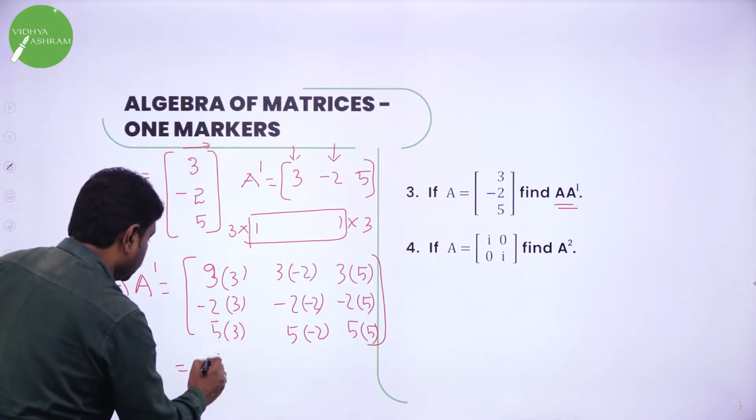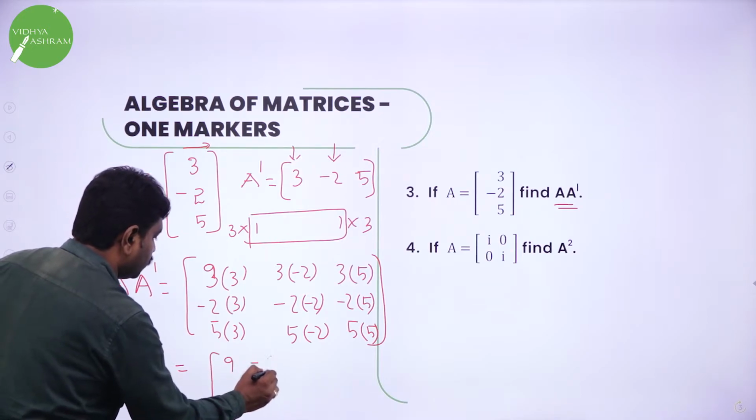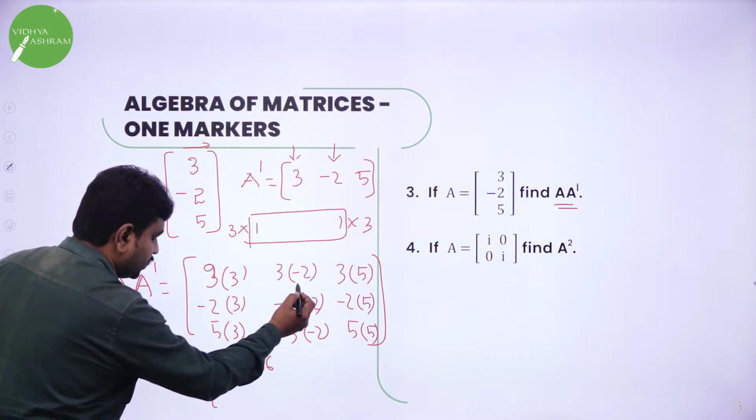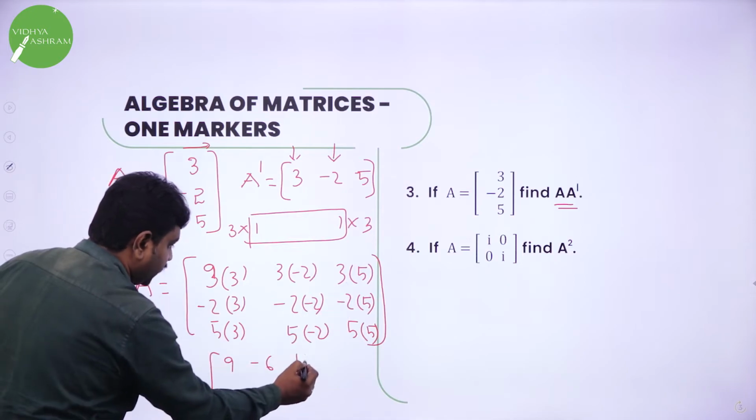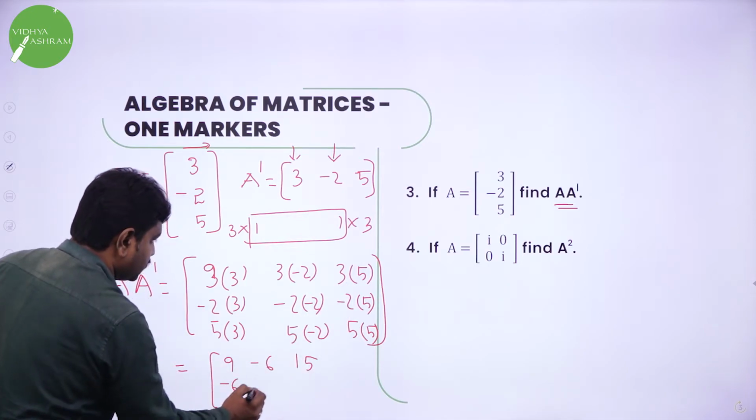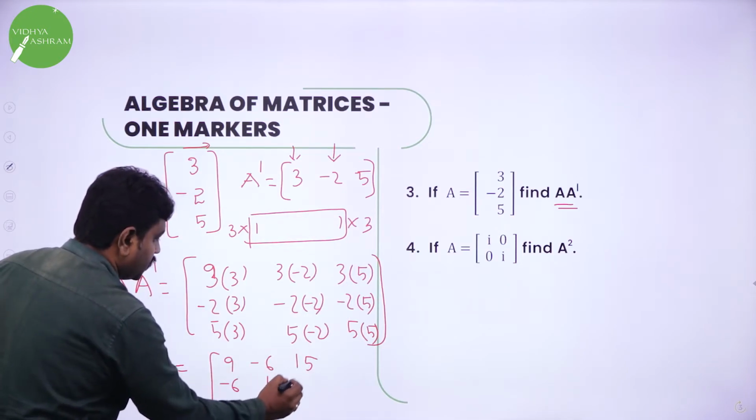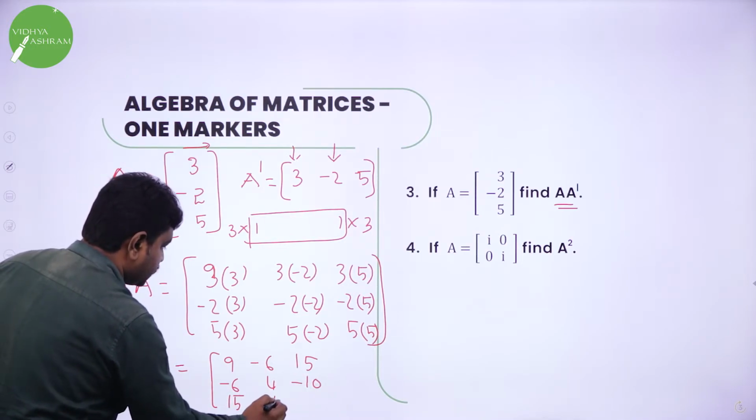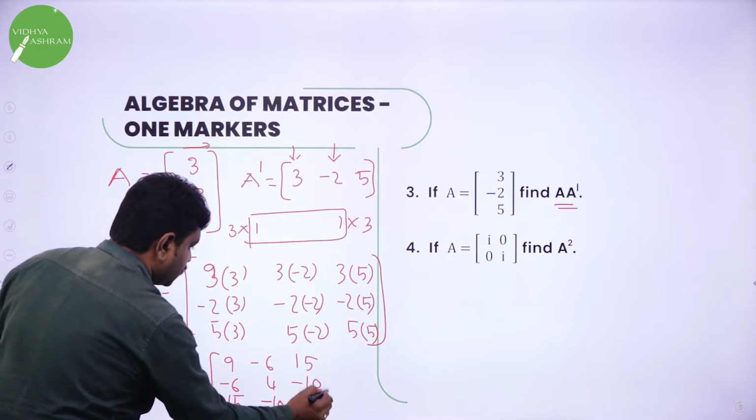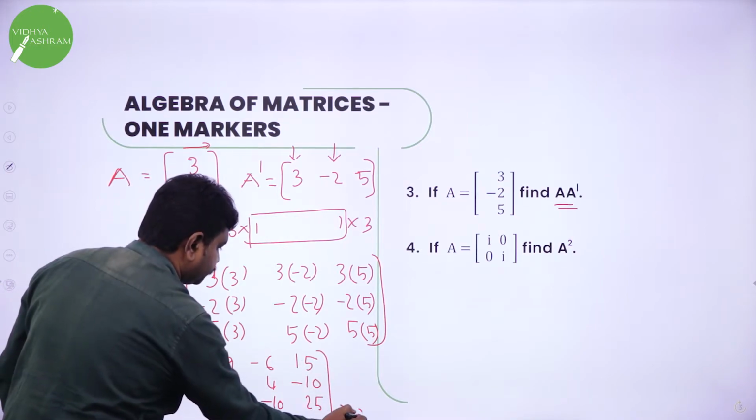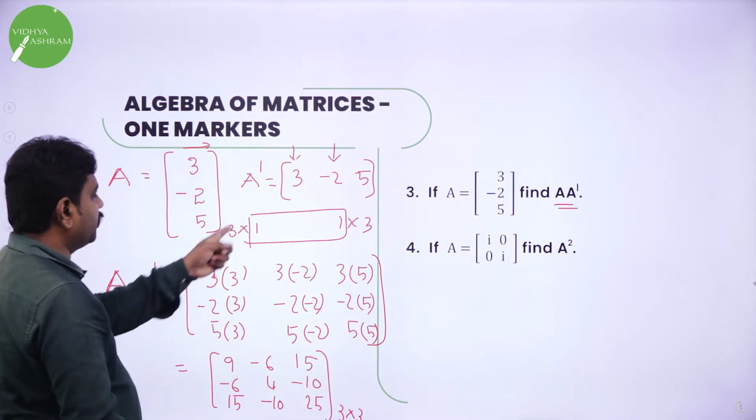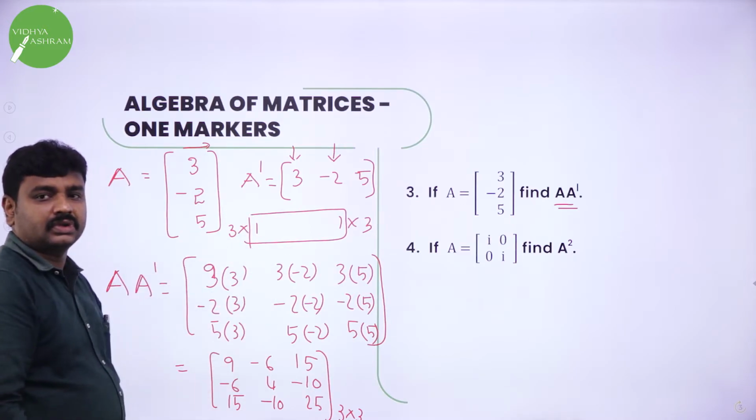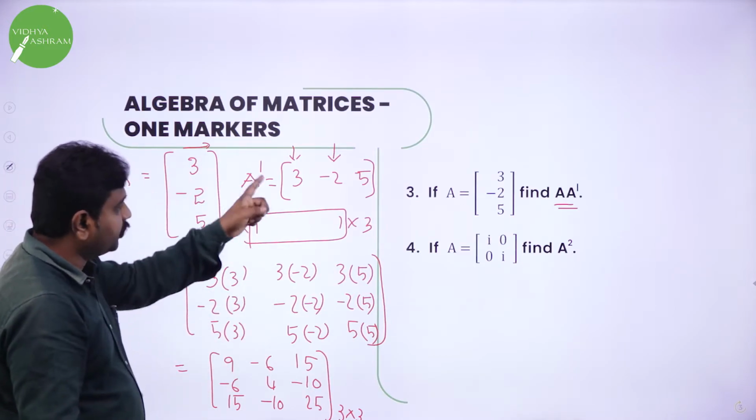So, simplify this. If you simplify, 3 3s are 9, 3 into minus 2 is minus 6, 3 5s are 15, minus 6, plus 4, minus 10, 15, minus 10, 25. So, now you got 3 cross 3. After you multiply, you should get 3 cross 3, and you got it. So, we have done A into A dash.